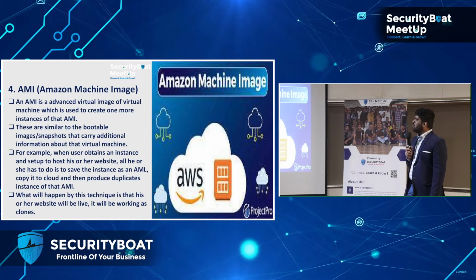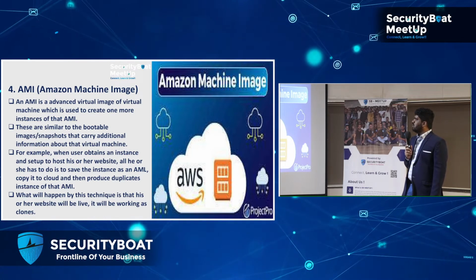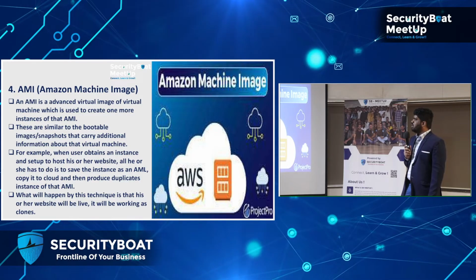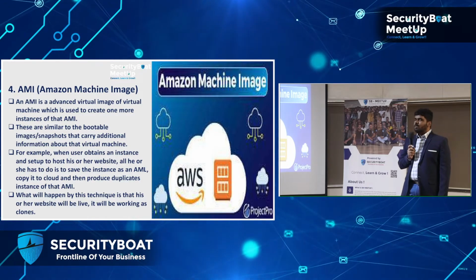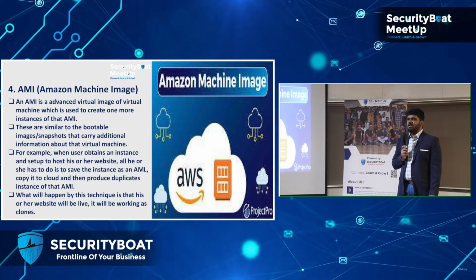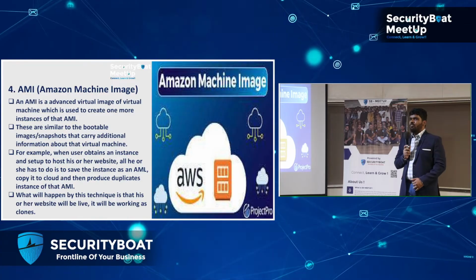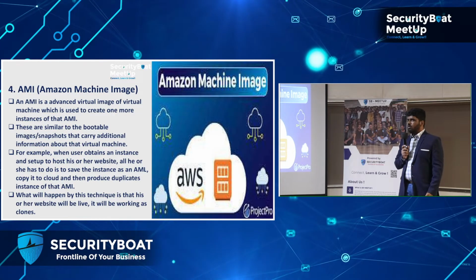AMI is the Amazon Machine Image. It is an advanced virtual image of virtual machines which is used to create one more instance of that AMI. In simple terms, we can say that it is making a clone of the entire system, and we can set up that clone on the other side wherever we have to use it.